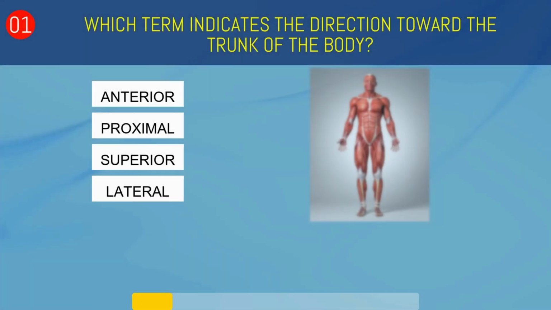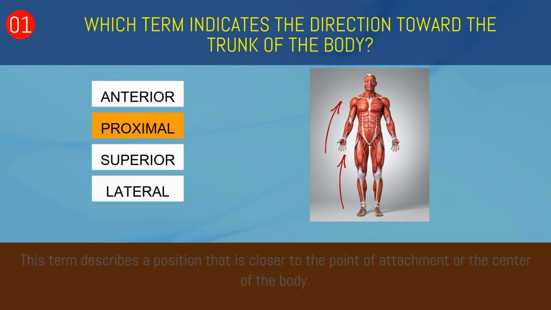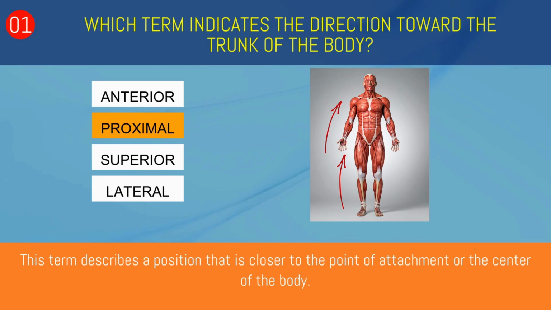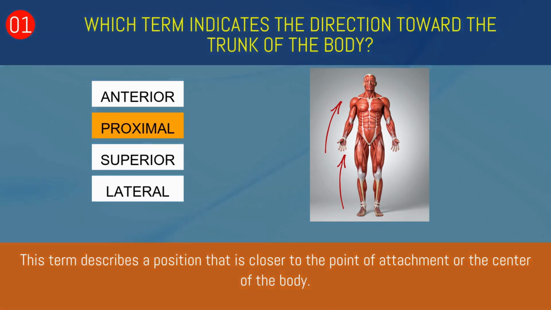Which term indicates the direction toward the trunk of the body? Anterior, proximal, superior, or lateral? Proximal. This term describes a position that is closer to the point of attachment or the center of the body.